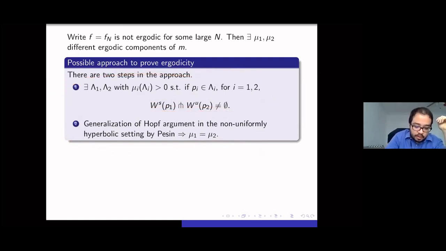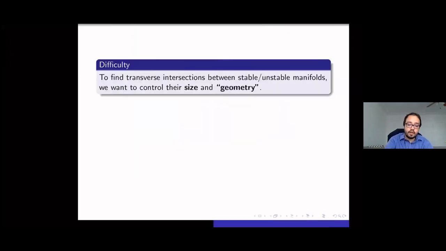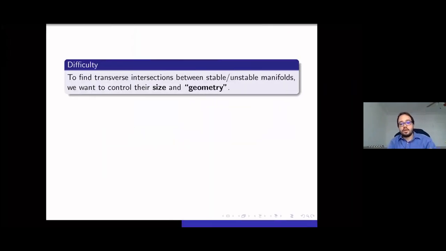So an idea would be you have set lambda 1, you have set lambda 2, and you want to prove that the stable manifolds, Pesin stable manifolds of points here are intersecting transversely unstable manifolds here. So you should have something like this. Okay, so this is the main idea of the proof, to obtain transverse intersections between those things. A difficulty is you have submanifolds, you want to find transverse intersections between them. To find these things, you want to control the size of the submanifolds and kind of the direction where they're going.